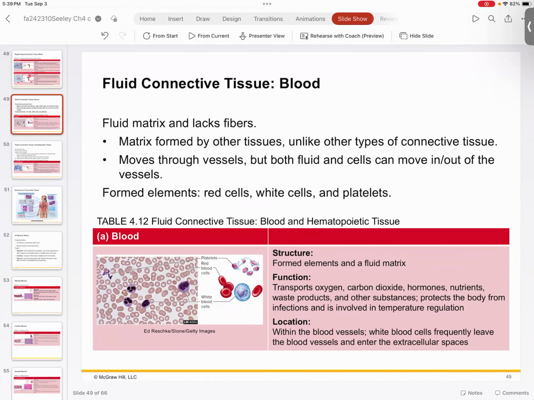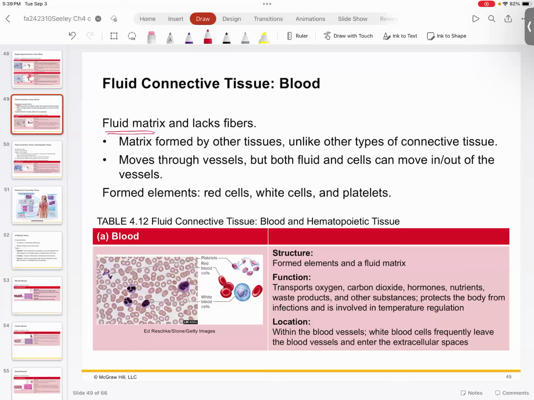The next one is fluid connective tissue. And basically there's two different types of fluid connective: there's blood and lymph. Blood is the dominant one, right? So in this case, the fluid or the plasma, the blood, is the matrix. It doesn't have any fibers, so there's no collagen in it normally, unless you've injured a blood vessel. And there's nothing like that.